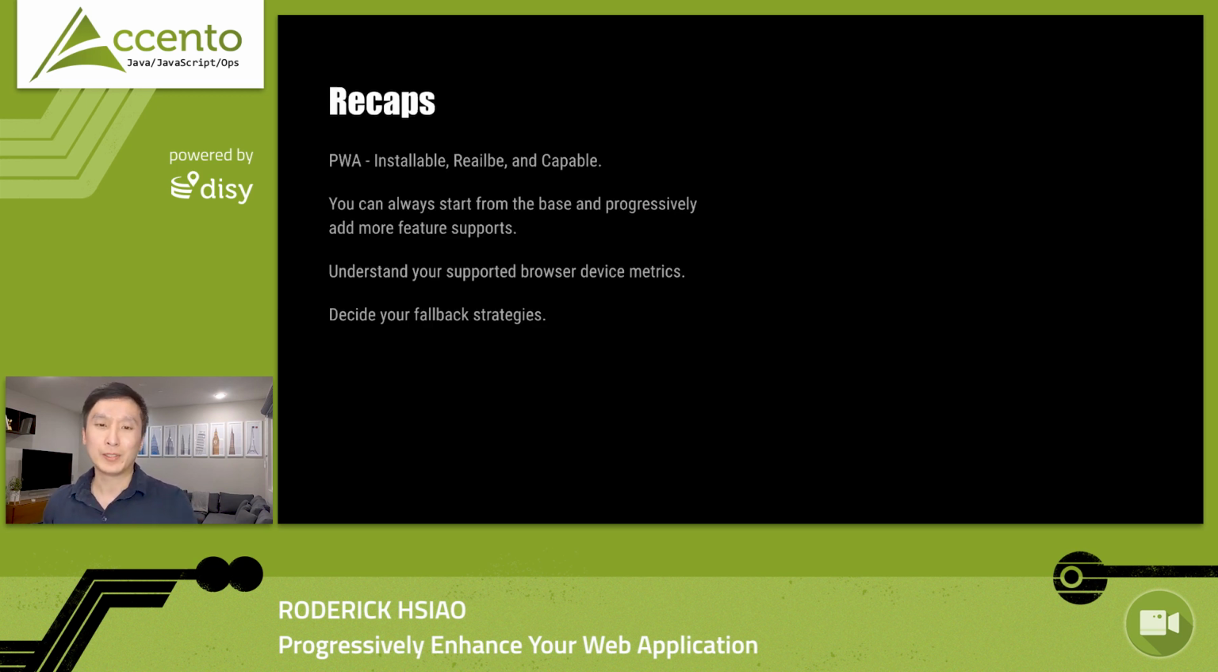Let's recap. What is a PWA? A PWA needs to be installable, reliable, and capable. You can always start from a really basic implementation using the basic APIs, and then progressively add different features on top of your web app. You have to understand your browser and device metrics in order to decide what your fallback logic is or how you're going to adopt different APIs.